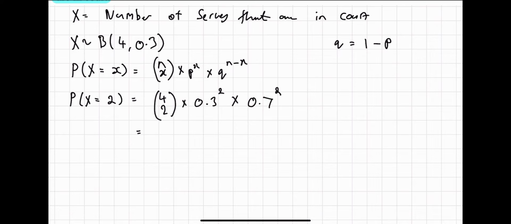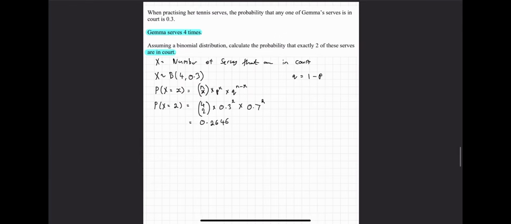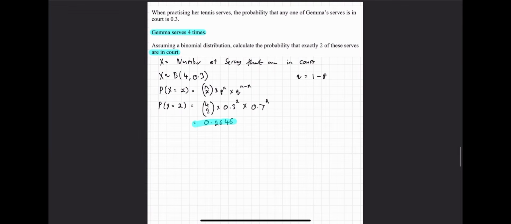You now go to your calculator and you type this all in. So 4 choose 2 times 0.3 to the power of 2 times 0.7 to the power of 2. And you get 0.2646. And that is our final answer.